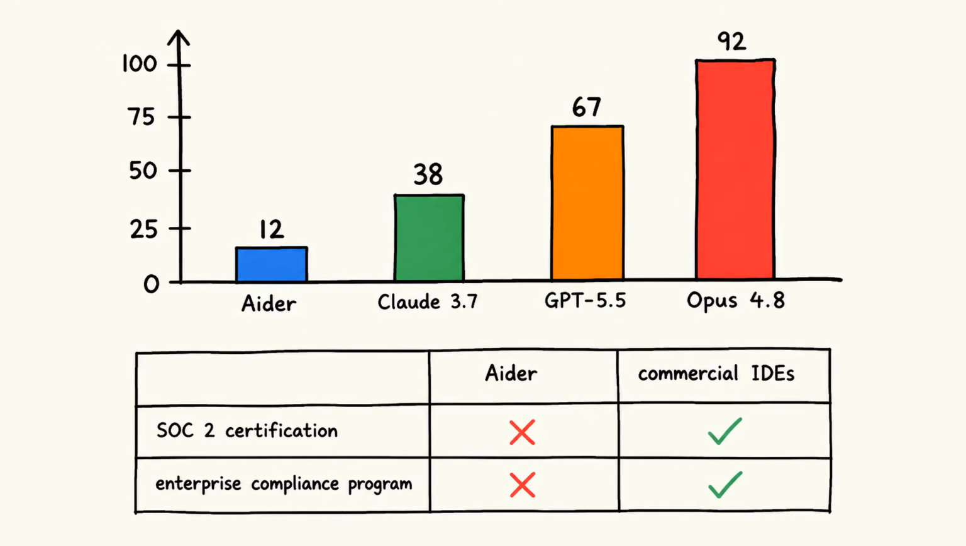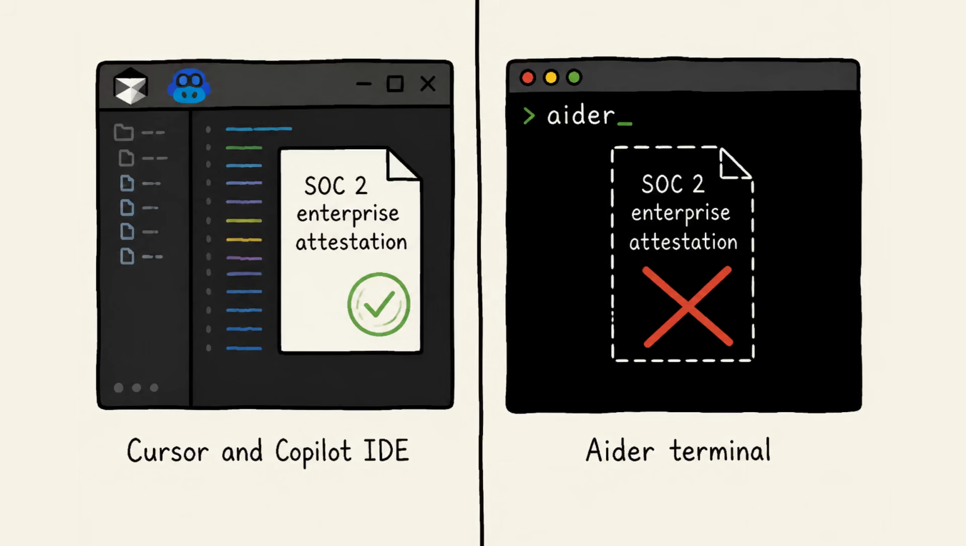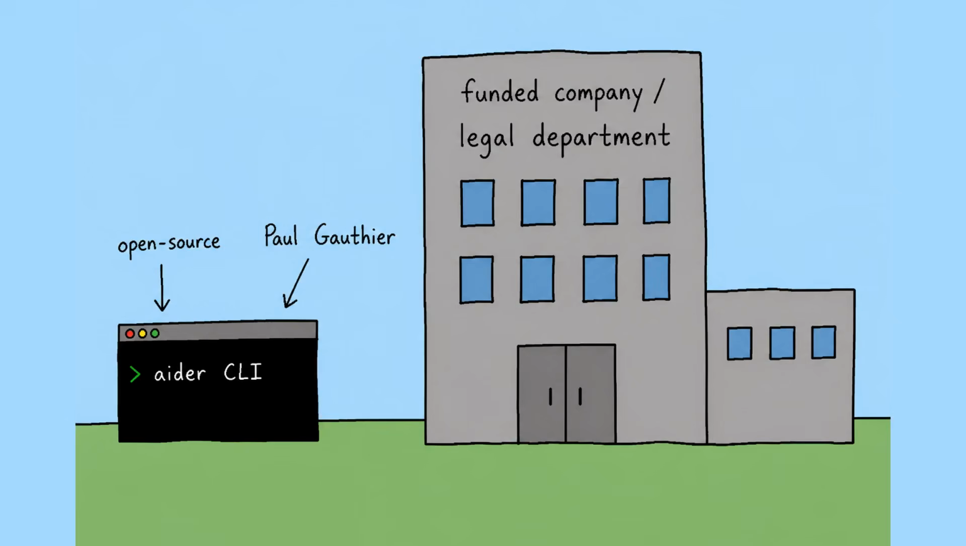The bigger gap is compliance. Aider has no SOC 2 certification and no enterprise compliance program. If you work somewhere that requires a vendor security attestation before a tool is allowed near your code, Aider has nothing to hand you. This is precisely where the commercial IDEs win. A Cursor or a Copilot can give your security team the paperwork. Aider can't. It's a straight consequence of it being one person's open source project instead of a funded company with a legal department.